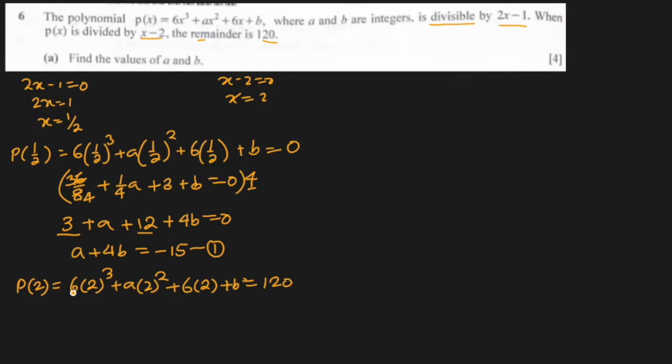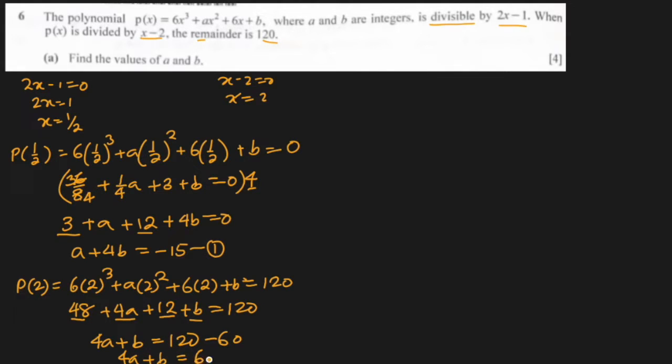And this will be a times 6. Yes, 48 plus 4a plus 12 plus b equal to 120. 4a plus b equal to 120, and 48 plus 12 is 60. When they come to the right side, 120 minus 60. So 4a plus b equal to 60. That is equation number 2.